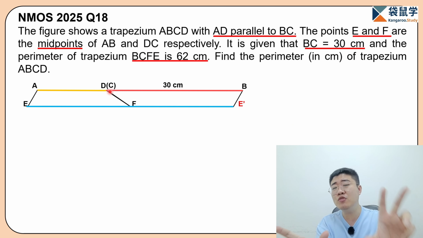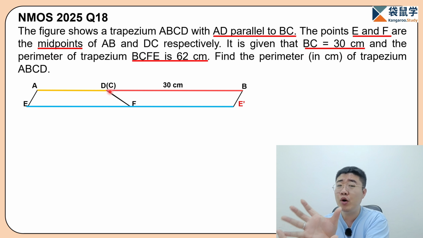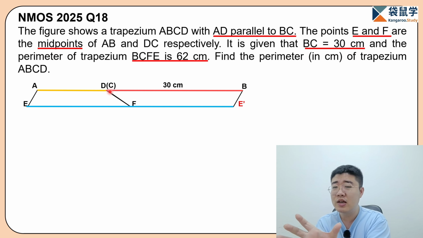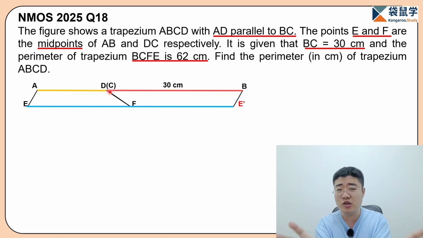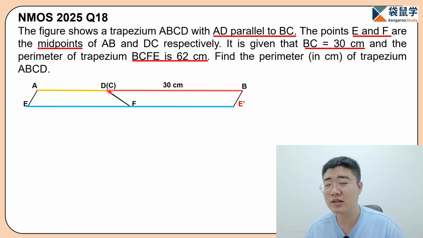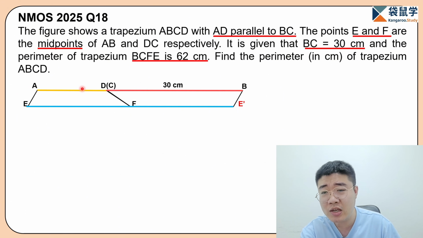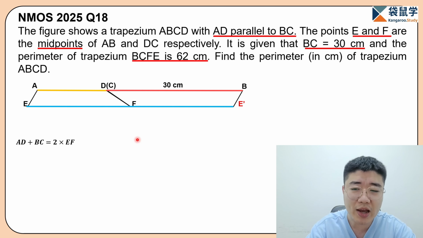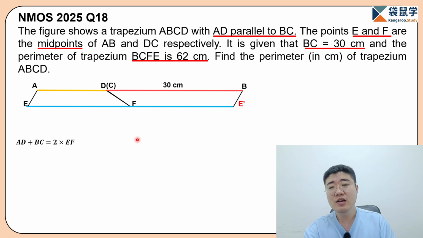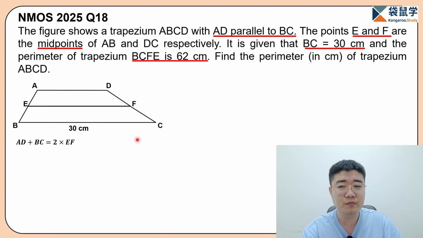Just now we said this point E prime comes from the point E. So essentially EF and E prime F are of the same length. Now we arrive at this conclusion that the line AD plus the line BC will give us EE prime, which is also equal to 2 times EF. Now, knowing this conclusion, let's see how we can use the conditions in the question.